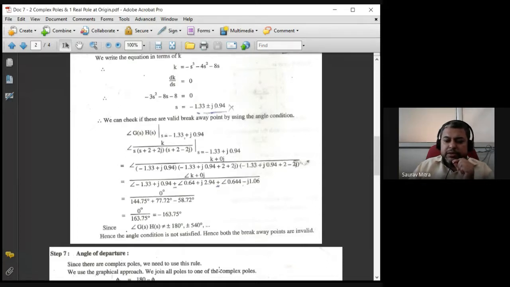How to do that? Substitute any of the complex points into the GSHS equation, and whatever angle you find, if it is a multiple of 180, positive or negative, then only that point will be on the root locus. But in this case the angle found is minus 163.75, which is not a multiple of 180, 360, 540 or 720. Hence the angle condition is not satisfied, hence both the breakaway points are invalid. So you have to calculate this, and then say that this breakaway point is invalid.